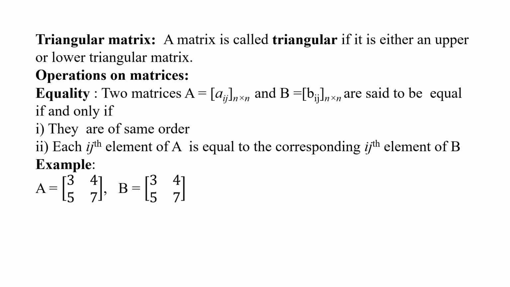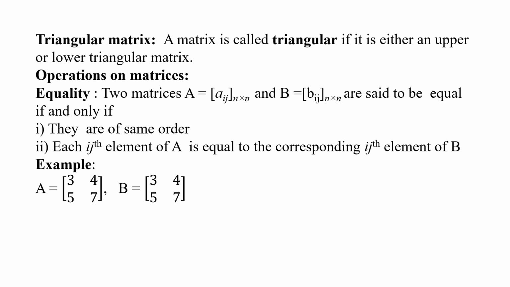Next definition is a triangular matrix. A matrix is said to be triangular if it is either an upper triangular matrix or a lower triangular matrix. Next one, we define operations on matrices. Here the first one is equality of matrices.